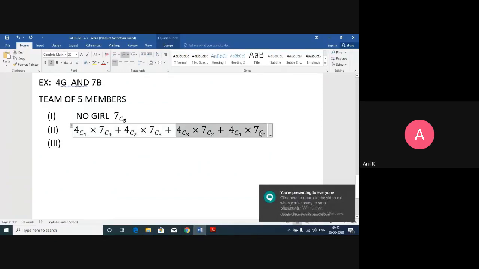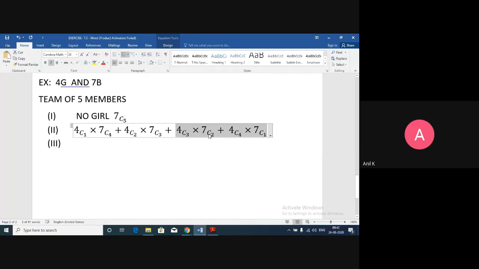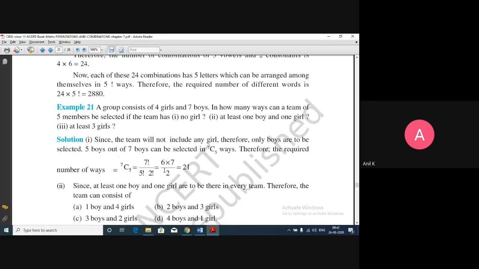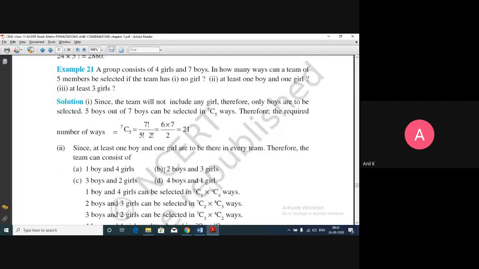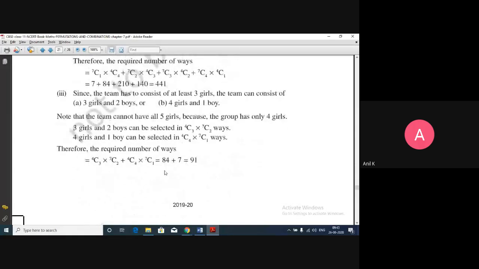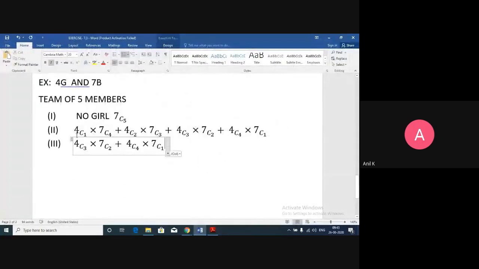This will be the answer of the third question. At least three girls means you can have three girls and two boys, or four girls and one boy. Okay. So part of this is going to be the answer for the third question. See, while I am explaining, I am not writing any statement, but you can see the way they have given the answer here. So all these things you have to write carefully in the exam. We are just discussing, so that's why I did not mention all. And you have to simplify all these factorials also.